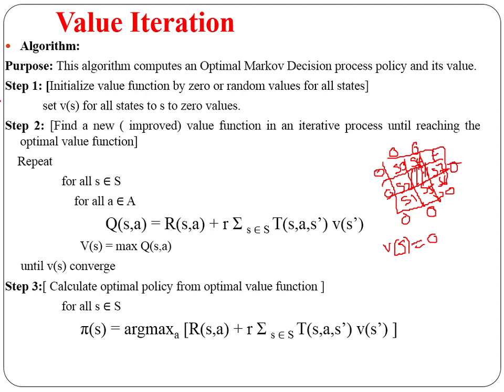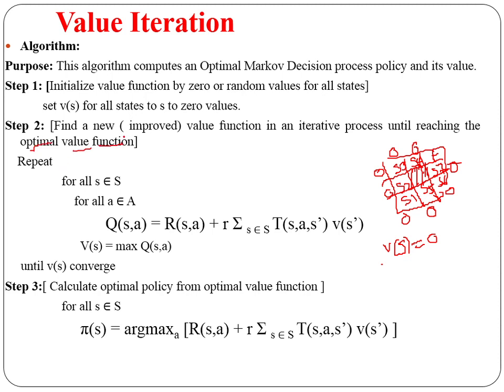Now I have to find a new value function. For each step I have to find the new value function in an iterative process. That means in the first iteration, all the values will be updated. Earlier the input was 0, but it is updated, and you have to keep updating until there are no further updates. That means if the values are final, there won't be any updates. The final values, after which they won't be updated, are called optimal value functions.